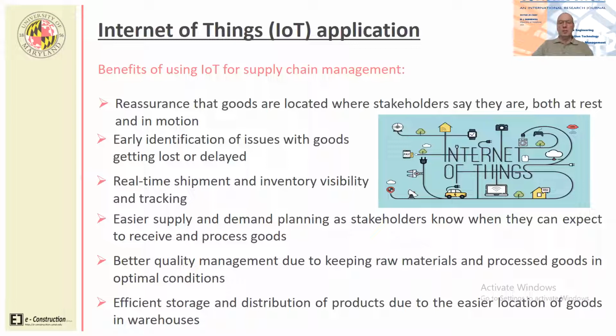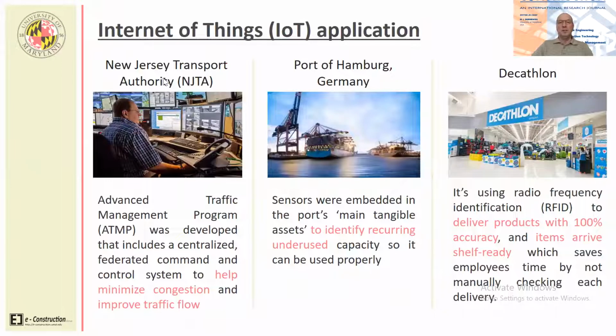Efficient storage and distribution of products due to easier location of goods in warehouses, where there is indeed a need for warehousing, storage and distribution of products. If you can locate them easily, it actually saves a lot of time and money. All right. There are actually quite a bit of examples of where this logistics actually makes natural sense.